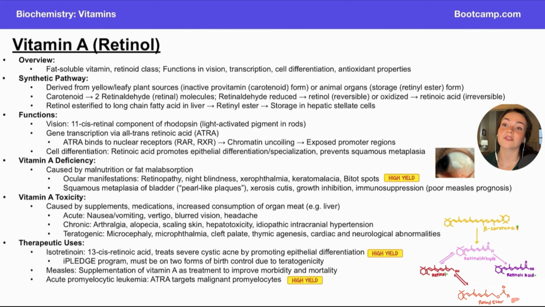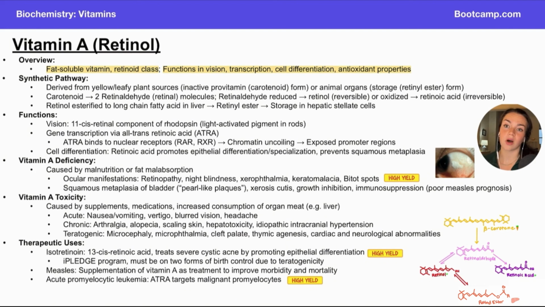Vitamin A is the first fat-soluble vitamin that we'll be talking about, and it is in a class of molecules called retinoids. And the active form of vitamin A is called retinol, and retinol has functions in vision, transcription, cell differentiation, and it also has antioxidant properties. As you can see, vitamin A is very high yield. It is a pet favorite of the NBME for the USMLE exams.